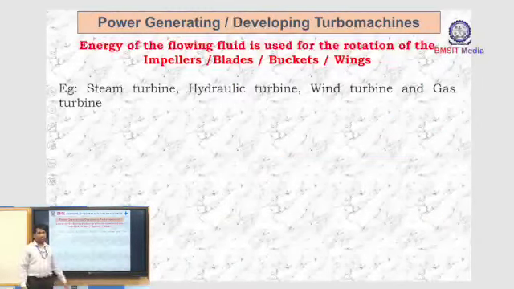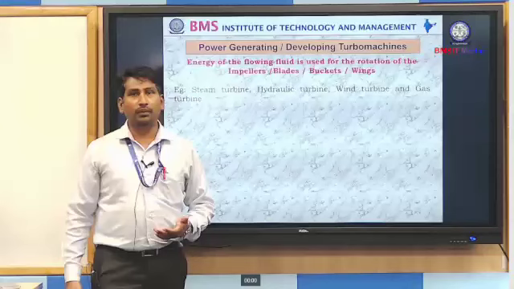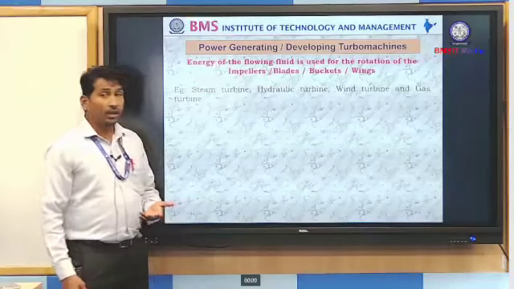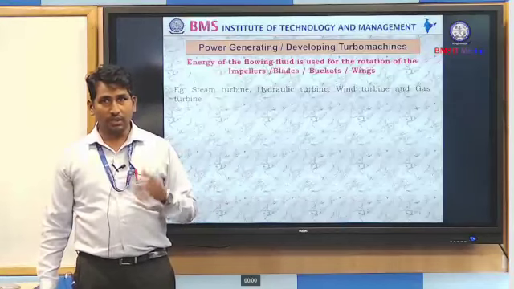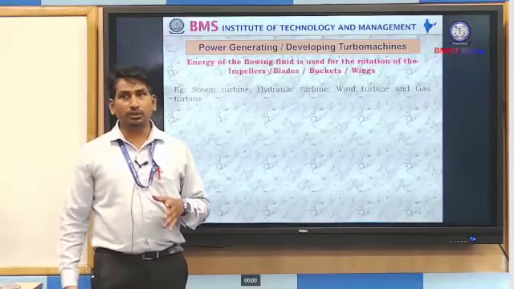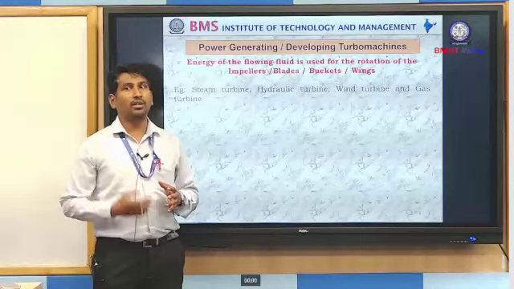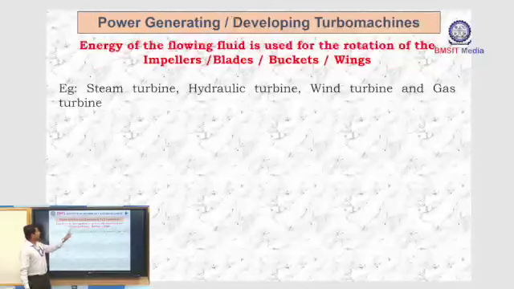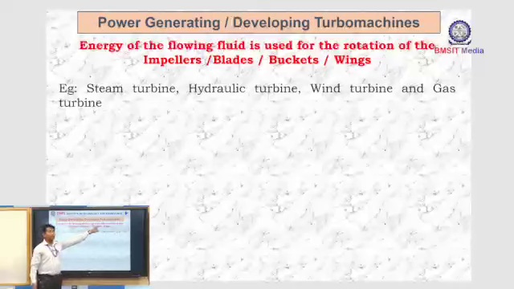Power generating machines. The other name for power generating machines is power developing machines, or power developing turbo machines. In this, what will happen? Energy of the flowing fluid in the power generating machines is used for the rotation of the impellers or the blades or the buckets or the wings or the rotor. So I have given the different names for the rotor. In some of the machines it is called an impeller, in some of the machines it is called a blade, buckets and a wing.